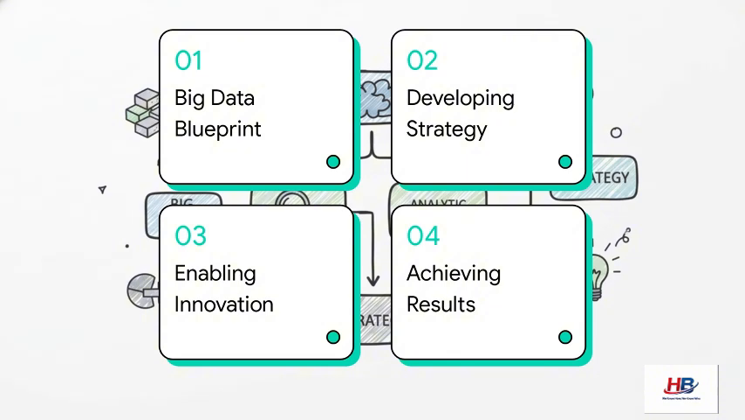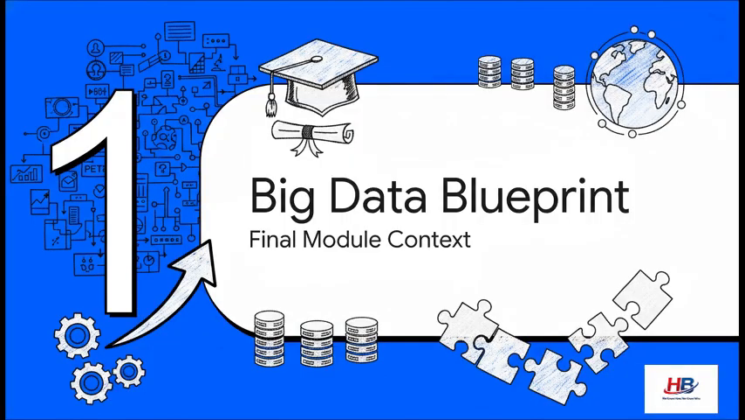So, here's our roadmap. First up, we'll look at the big data blueprint as a whole. Next, we'll move into developing your strategy, followed by enabling analytic innovation. And finally, we'll wrap up with achieving timely results. Simple enough, right? Let's keep moving. Starting with Section 1, the Big Data Blueprint. We're entering the final module here.